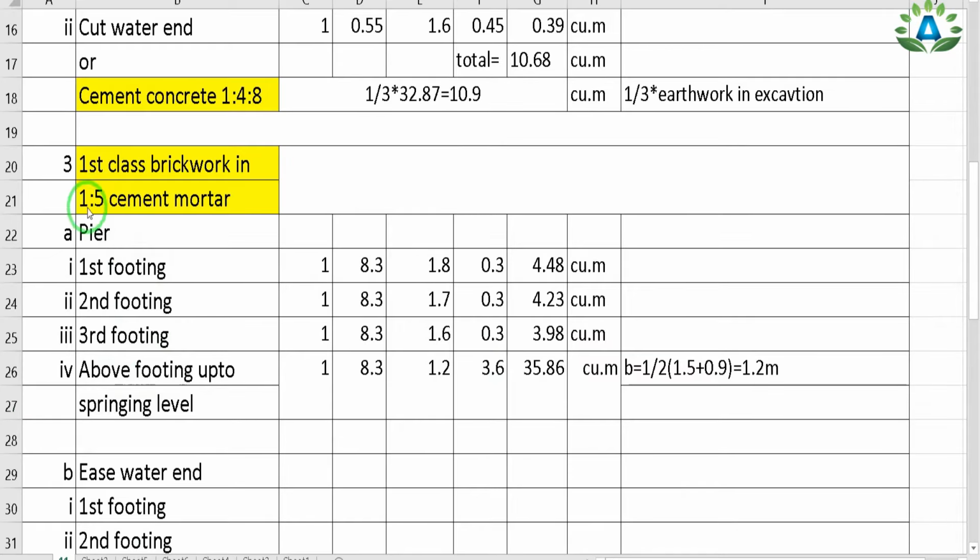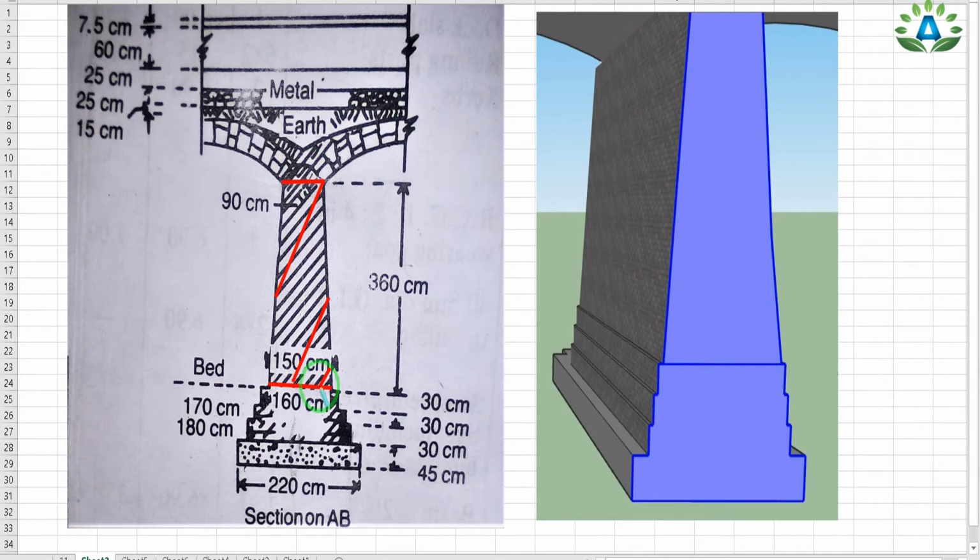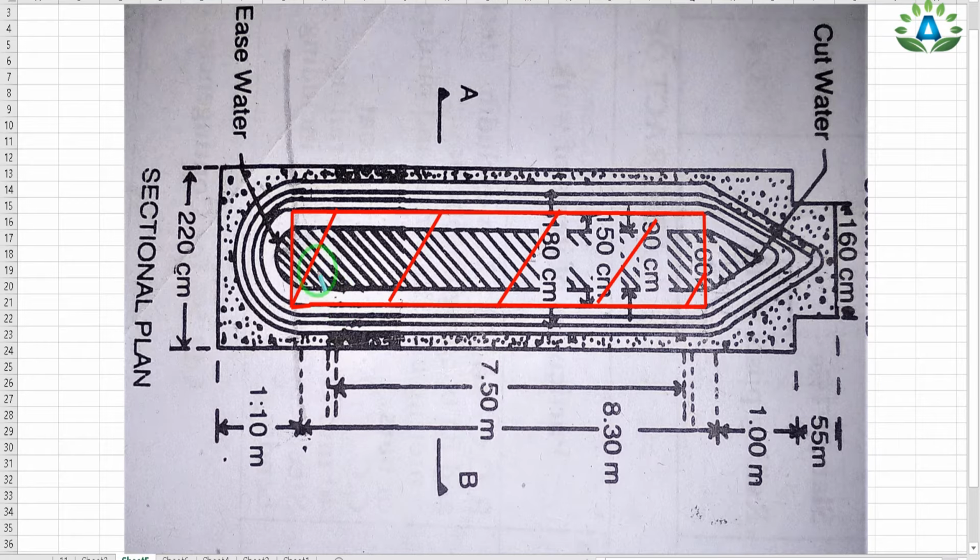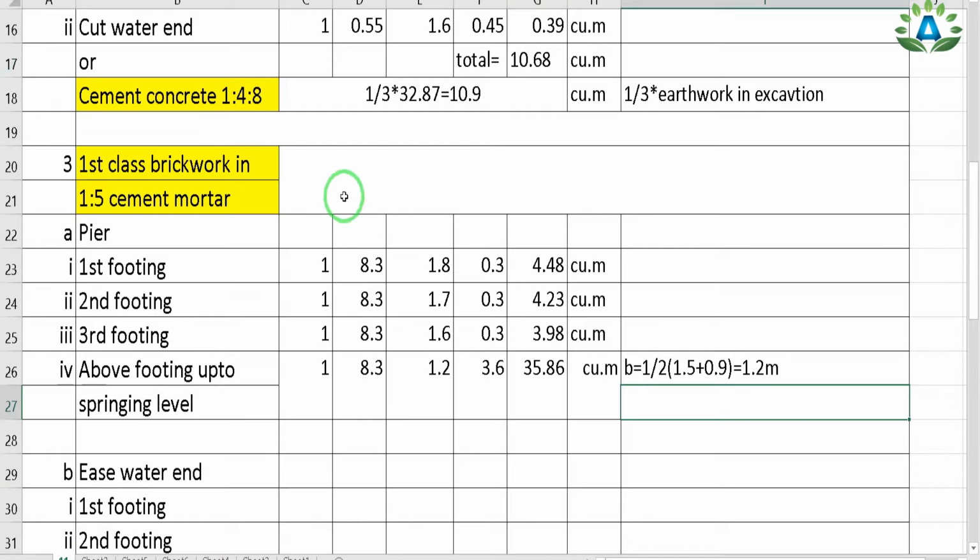Now our next step is to calculate this brickwork above the footing up to the springing level. That means we are going to do the brickwork from this portion up to this portion, and to calculate the length we need to see our top view. So this portion is our required portion. That means the total length will be the same, that is 8.3 meter from this side up to this side. So we can write the length equals 8.3 meter. So here the length is 8.3 meter, and we have only one number of this footing.